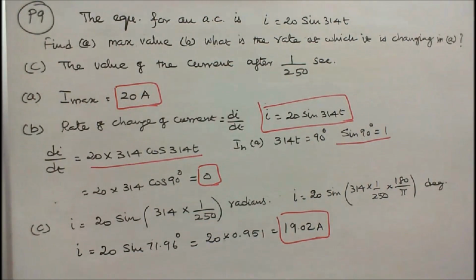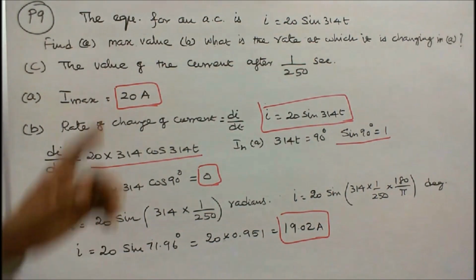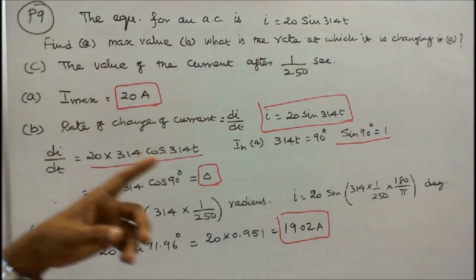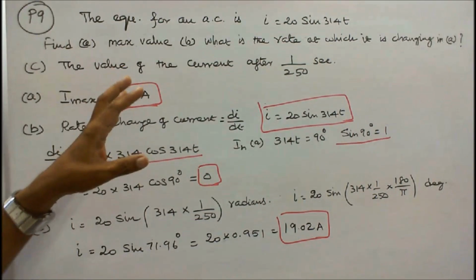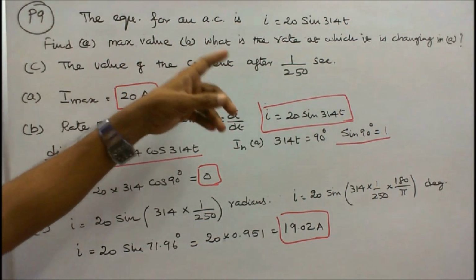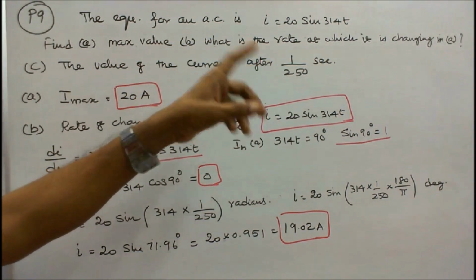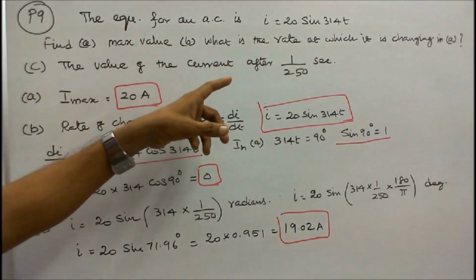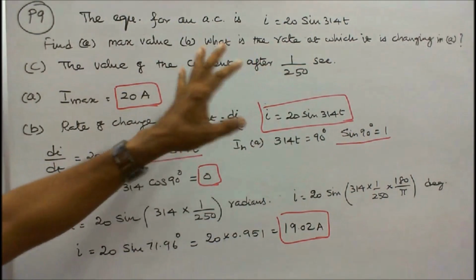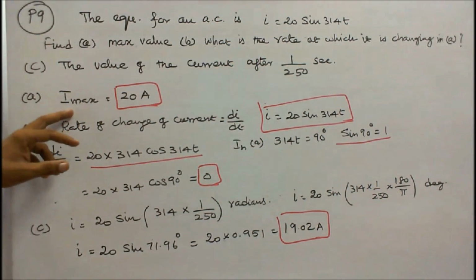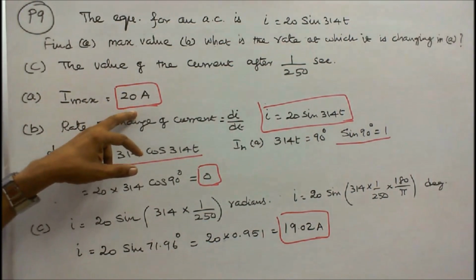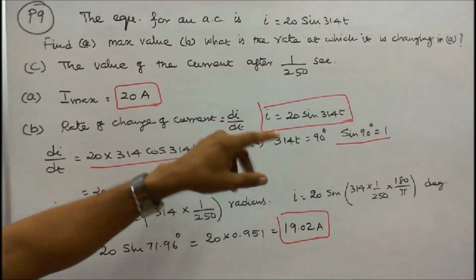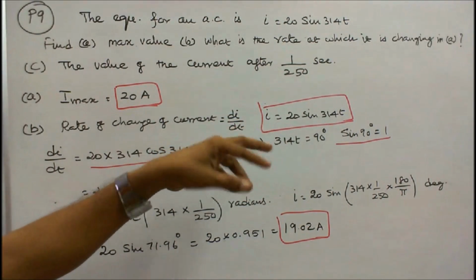Problem number 9. The equation for an AC is I is equal to 20 into sine 314 t. Find A, the maximum value. B, what is the rate at which it is changing in A? C, the value of current after 1 by 250 seconds. That is the question. I maximum is equal to 20 amps when 314 t is equal to 90 degrees. That is theta is equal to 90 degrees. Sine 90 is equal to 1.